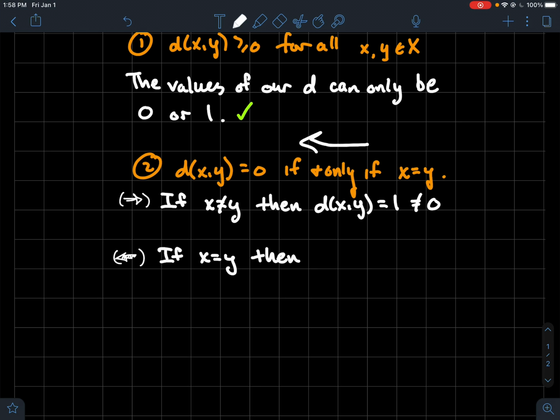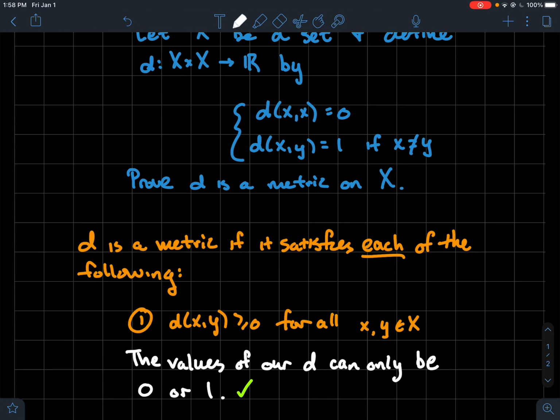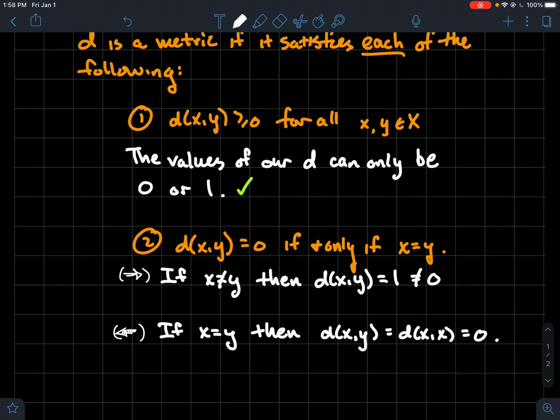Now we're actually going to show if x equals y, then show that the distance from x to y is 0. And well, if x is equal to y, the distance from x to y, why don't we just replace this y by that x, right? This says it's legit to do that. And of course, we know that that's equal to 0, right? Because again, the definition of our metric, the distance from x to itself should be 0. So there we have it.